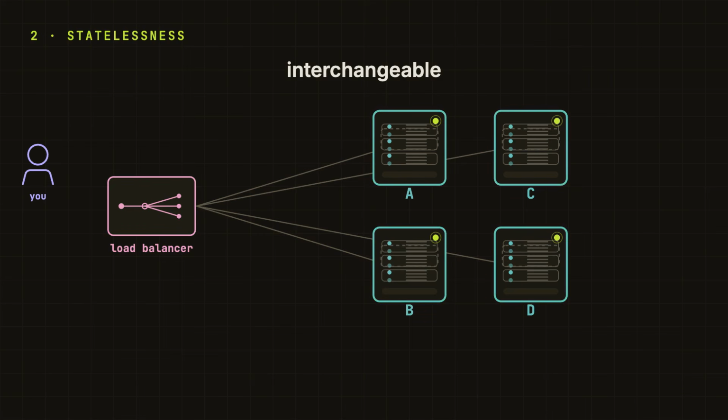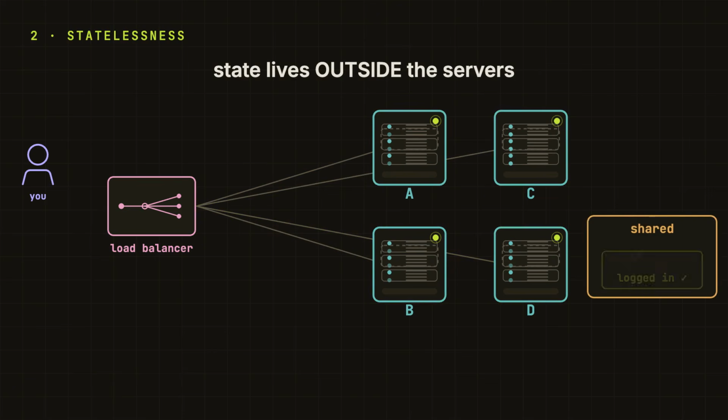And the big benefit is that this makes your servers interchangeable. You can add, remove, or restart any of them freely, which is exactly what makes horizontal scaling work. So, the state, your login, your cart, must live somewhere shared, not inside one server. So, where does it live? It starts with a cookie.